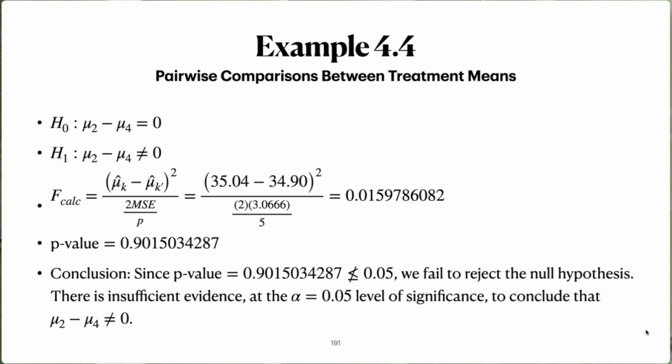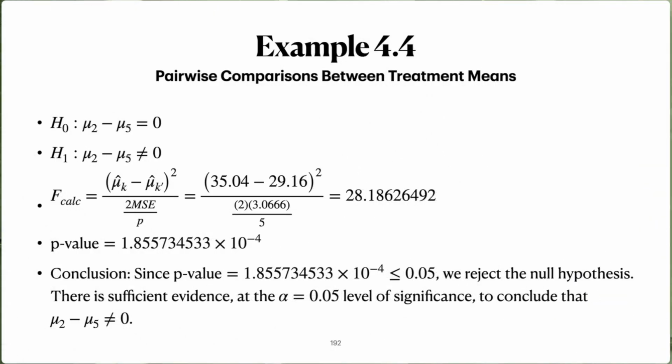All right, continuing on, we next compare the means of mu2 and mu4. The null hypothesis is that the difference is equal to 0 against the alternative that it's non-zero. The F statistic is very small in this case, approximately 0.01598. The p-value is 0.9015, so very large. It's certainly not anywhere close to being less than or equal to 0.05, and so at the 0.05 level of significance, there is insufficient evidence to conclude that a difference exists between means 2 and 4.